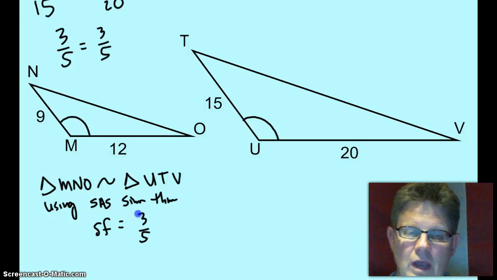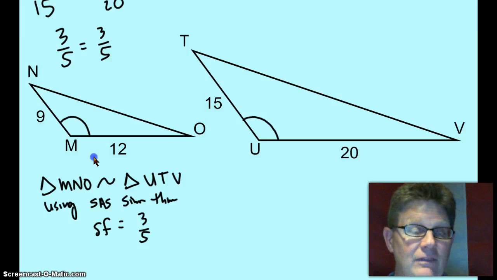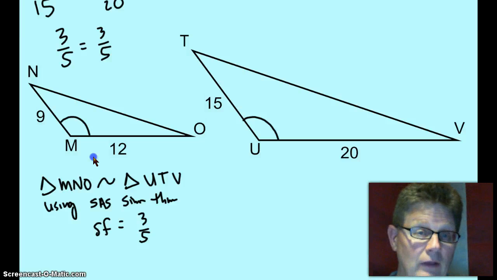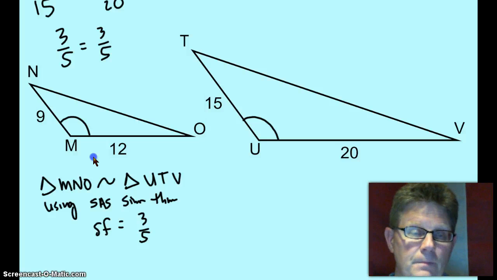Those are the three ways that you can get triangles similar to each other: the angle-angle similarity postulate, the side-side-side similarity theorem, and the side-angle-side similarity theorem. In the angle-angle similarity postulate, all you have to do is get two angles of one triangle congruent to two angles of another triangle, and the two triangles are similar.